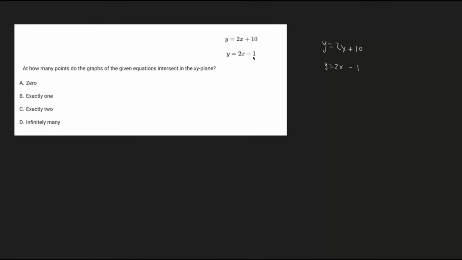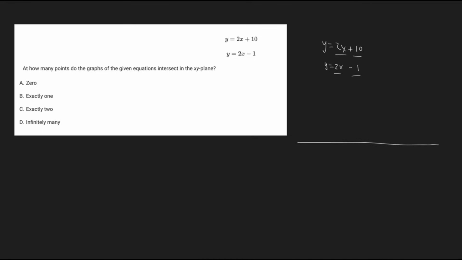How many points in the graphs of the given equations intersect in the xy plane? Well, we have the two equations on the right side. You can see they have the exact same slope, right? 2x. And then they have different y-intercepts. This one's plus 10 and this one's negative 1.